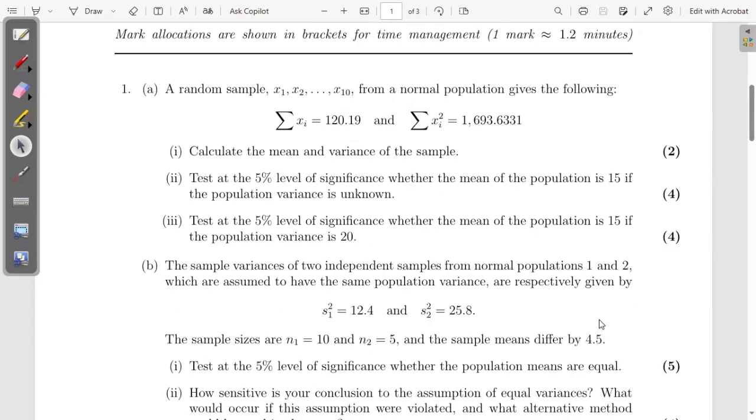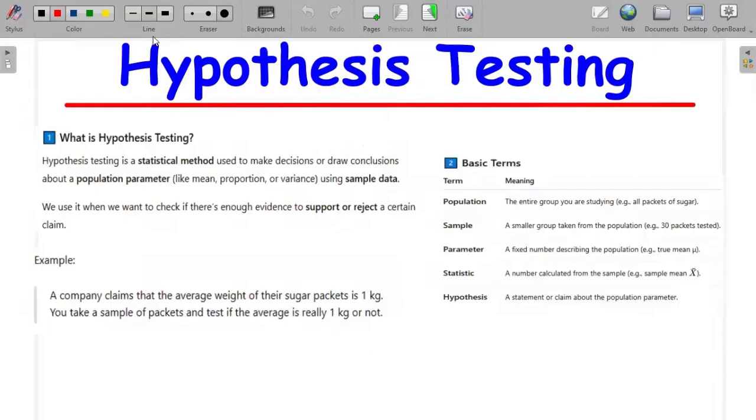And now let's look at the basics of hypothesis testing, meaning the definitions and what it means to do a hypothesis test. The first one here is: what is hypothesis testing? That's just the definition.